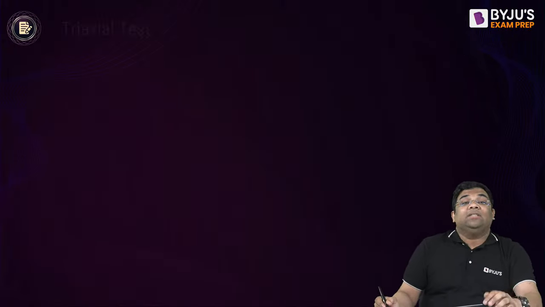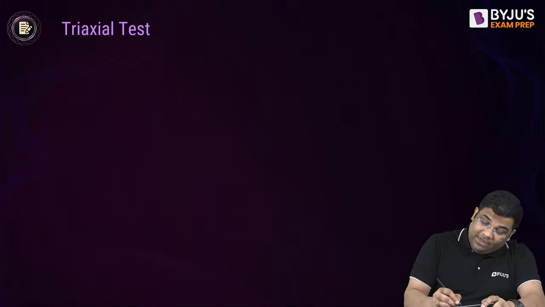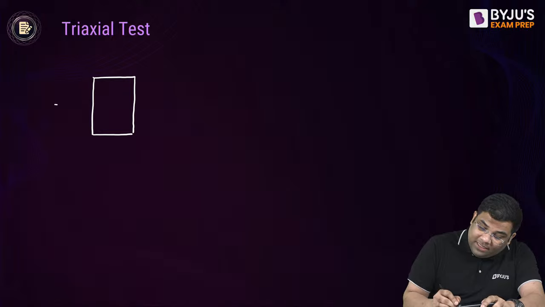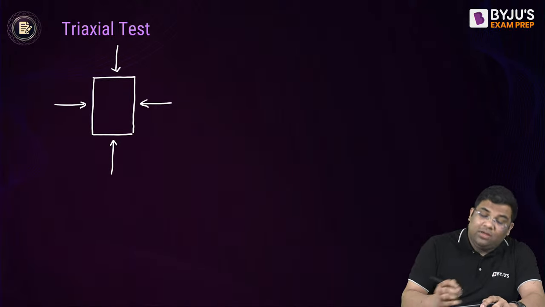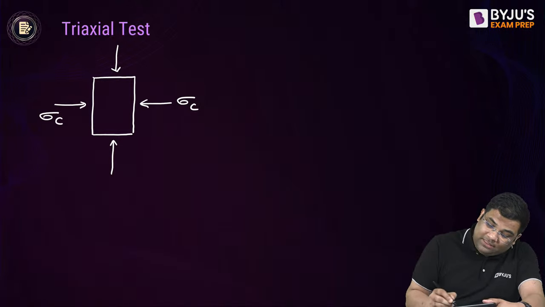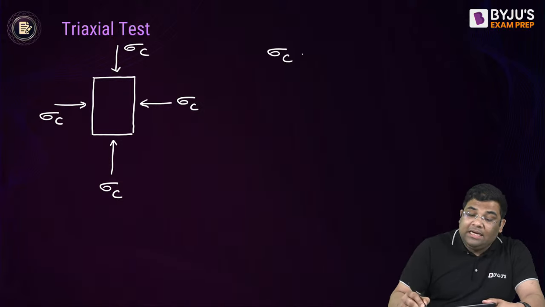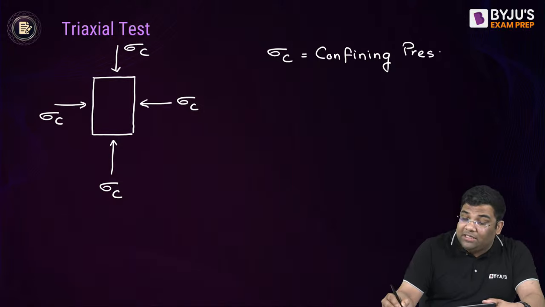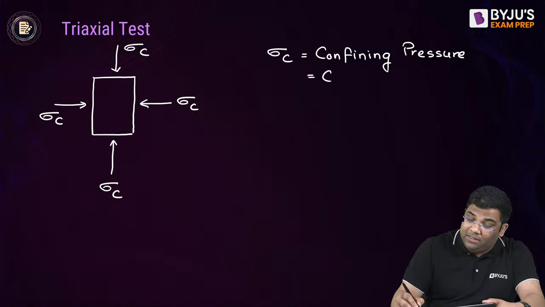Let us go to the next test, that is the triaxial test. In a triaxial test we have a sample, and it is subjected to confining stress from all sides, sigma c. Now this sigma c is known as the confining pressure. It is also known as the cell pressure.